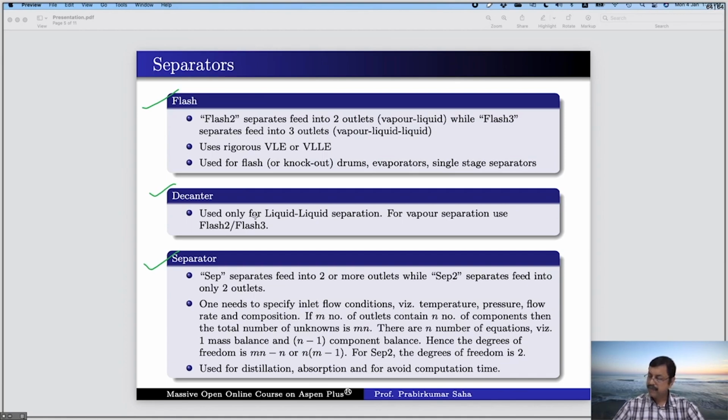In flash, we have 2 types, flash 2 and flash 3. Flash 2 separates the feed into 2 outlets, one vapor and one liquid, while flash 3 separates the feed into 3 outlets, one vapor and 2 liquids. They use rigorous VLE, that is vapor-liquid equilibrium, or vapor-liquid-liquid equilibrium equations. Flash is used for flash drums or knockout drums, evaporators, single stage separators, etc.